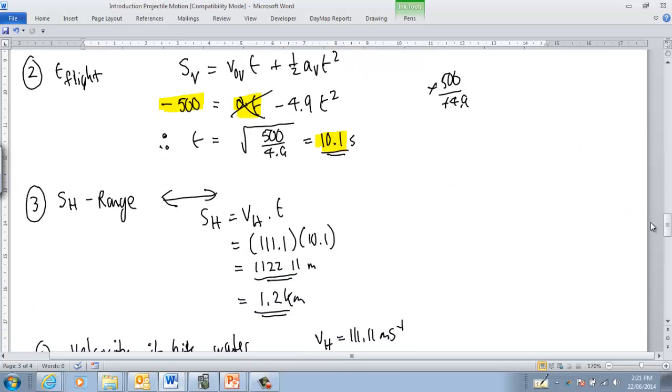The range is simply going to be SH times VH. We know the speed we're going at, we know the time it's going to take to hit the ground, so that's telling me that you need to let that life raft go at 1.2 kilometres from the yacht.